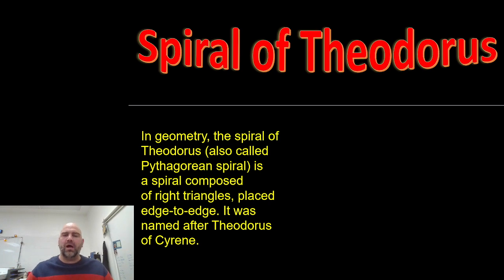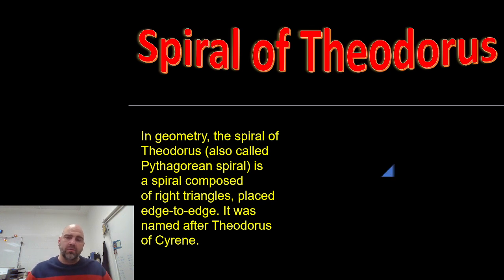In geometry, the spiral of Theodorus, also sometimes called the Pythagorean spiral, is a spiral composed of right triangles placed edge to edge, and it was named after Theodorus of Cyrene. Many hundreds of years ago is when he lived, and he came up with this fun, artistic math project.